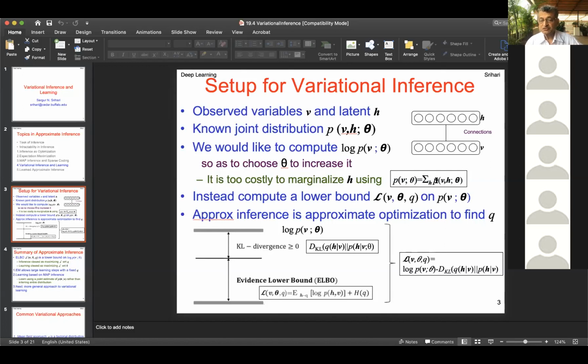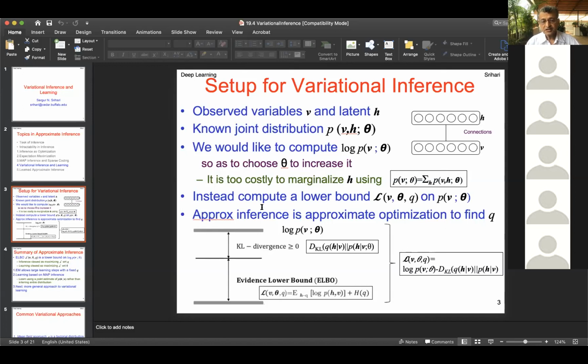We just need to sum it out for all values of h. But it is too costly to marginalize over h because the number of possible values that h can take is impossibly large. You can have a large number of hidden units, and the number of combinations of values that they can take can be enormous. Even if each unit takes only 2 values, with n hidden units there are 2 to the power of n values. Even for a small network with 100 units, that is 2 to the power of 100 values. It's an impossibly large number, so it's not possible to compute this summation over all possible values of h.